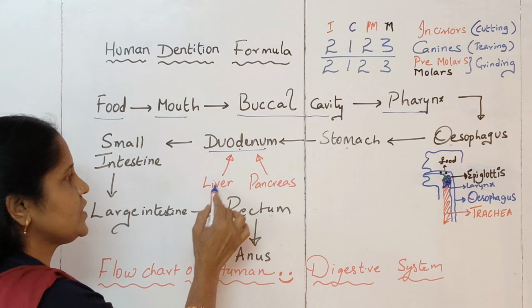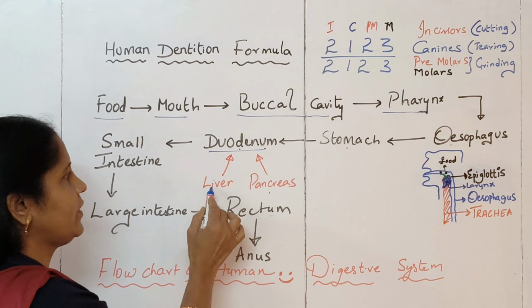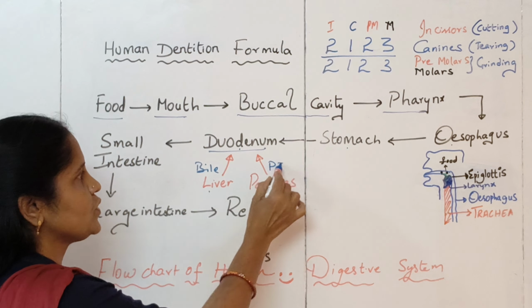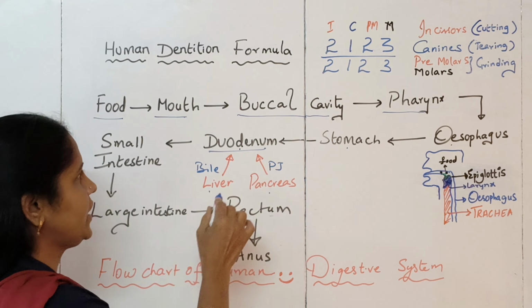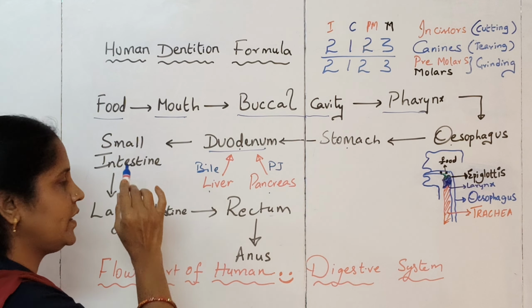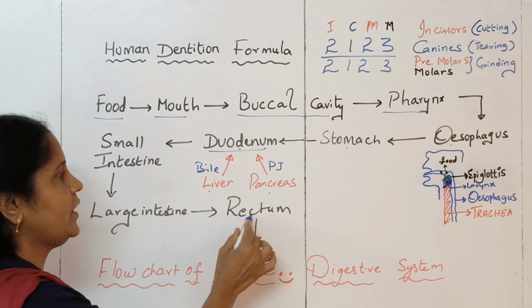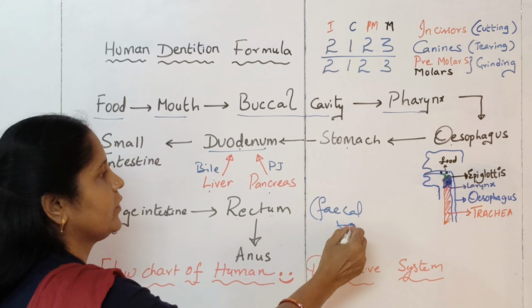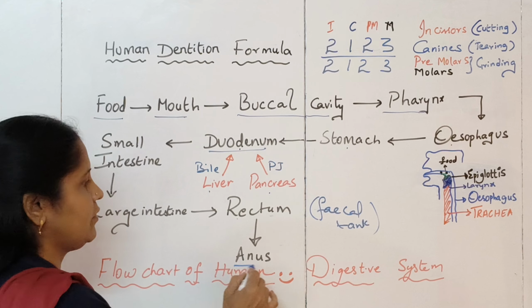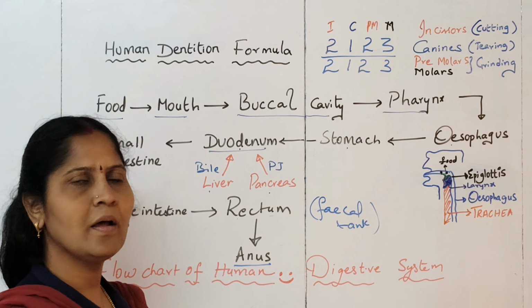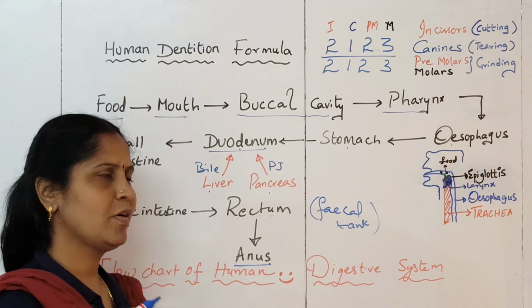In the duodenum there are 2 secretions coming in: one from the liver, which is the bile juice, and the pancreatic juice from the pancreas. That will be poured into the duodenum, and then the food moves into the small intestine, then to the large intestine, then to the rectum. The rectum is the fecal tank, the storage tank of the feces, and then it will be eliminated through the anus. This is how you can simply remember the human digestive system in the form of a flow chart.